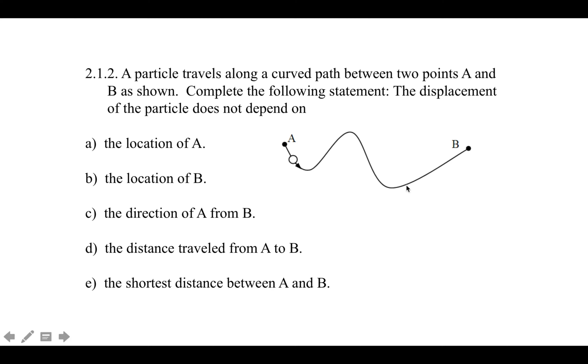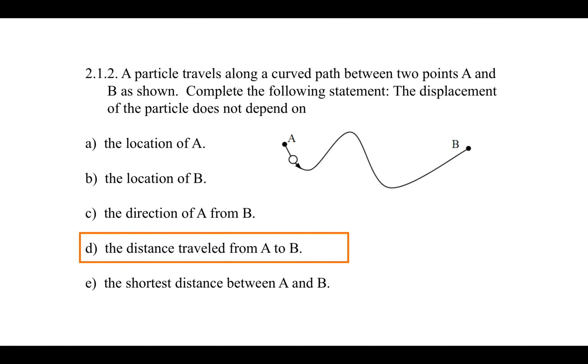All right, now displacement. We're going straight from here to here, which depends on the location of A, the location of B, the direction from A to B, and the shortest distance from A to B. What it doesn't depend on is the distance traveled from A to B, because that's the total distance, and that doesn't matter.